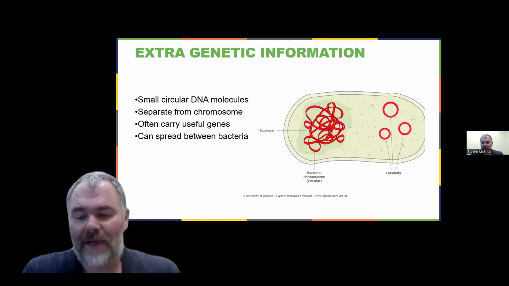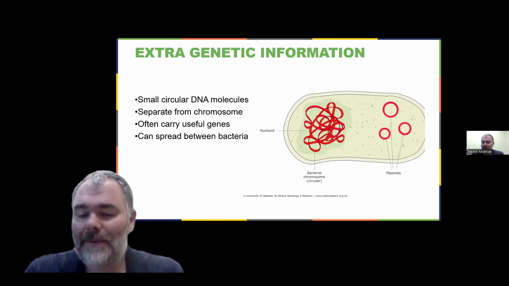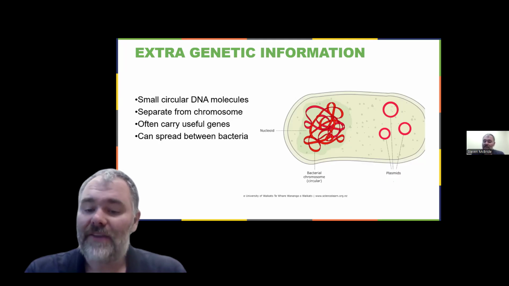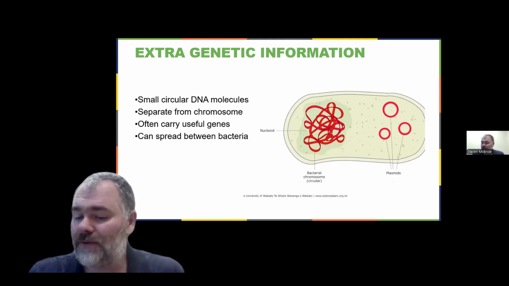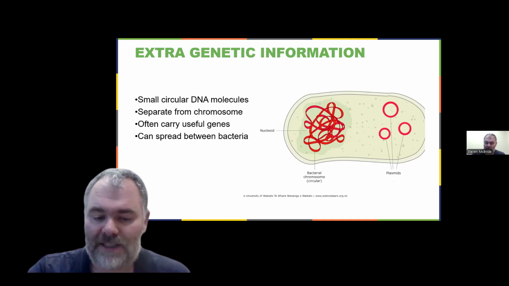One important feature of plasmids is that they can sometimes move between bacterial cells. This transfer of genetic information allows bacteria to rapidly spread useful adaptations through populations.